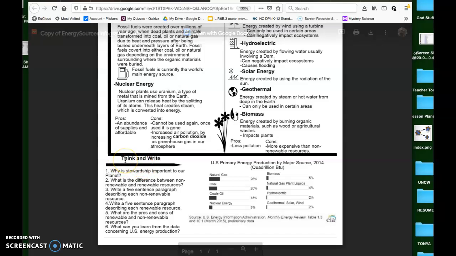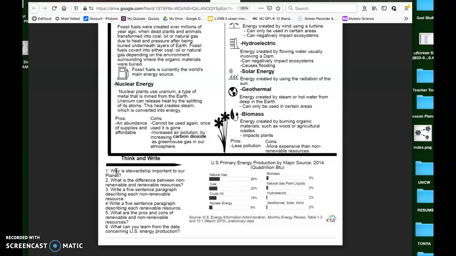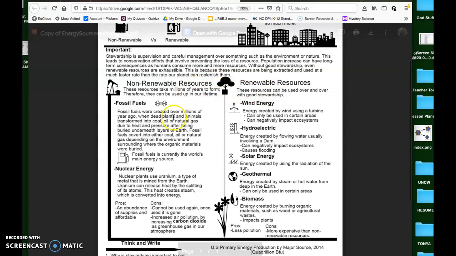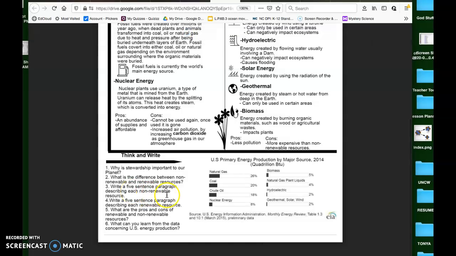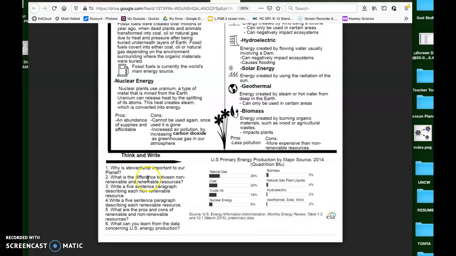After you read, I want you to think and write about this stuff. Here are those questions again, but they're on this assignment if you lose them. Why is stewardship important to our planet is your first one. That can be answered with a sentence. Number 2, what is the difference between non-renewable and renewable resources? This could be answered with a sentence, and your answer is probably right there. Number 3 asks you to write a 5-sentence paragraph describing each non-renewable resource, nuclear and fossil fuels. Number 4 asks you to write a 5-sentence paragraph describing each renewable resource.